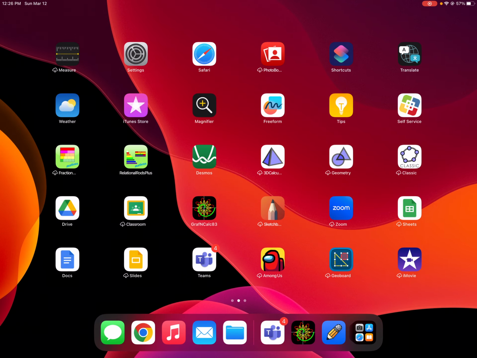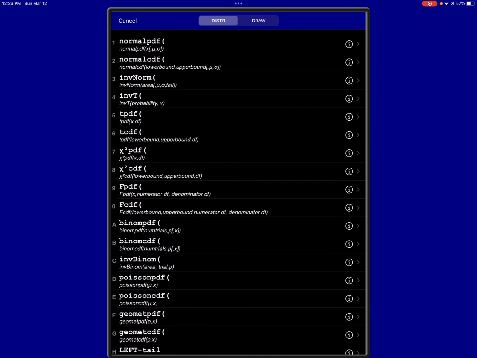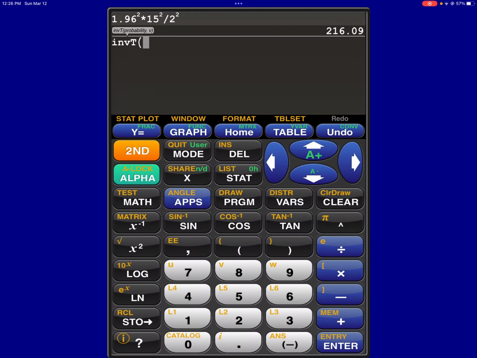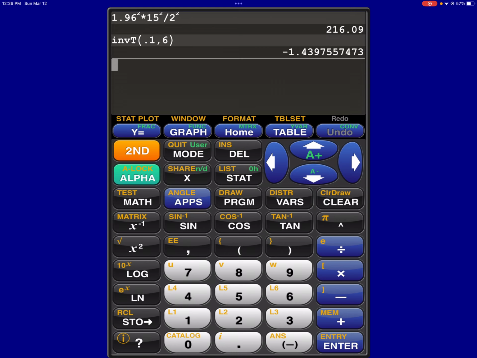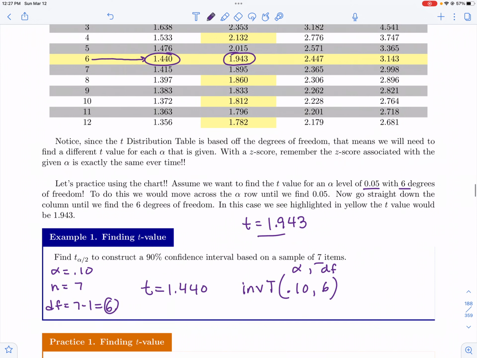That's the only thing we type in. And the good thing is inverse t is located in the same place inverse norm was. So if we hit second vars, notice number 4, if you have it on your list, is inverse t. And so we're going to put in our 0.10, comma, our degrees of freedom. And then lo and behold, we get, of course, the negative version of this, negative 1.44 rounded to 2 decimal places. So we do end up with the exact same thing. Again, ours came up as negative 1.44.